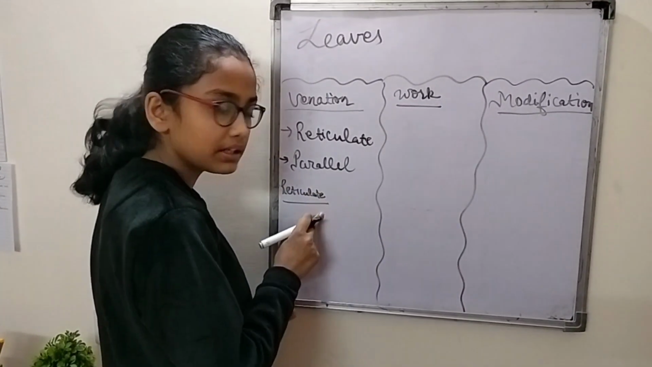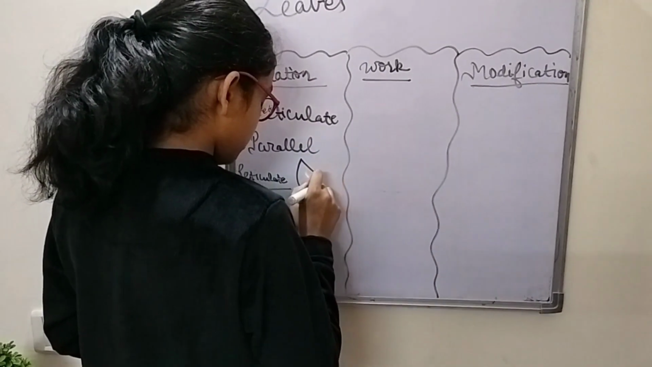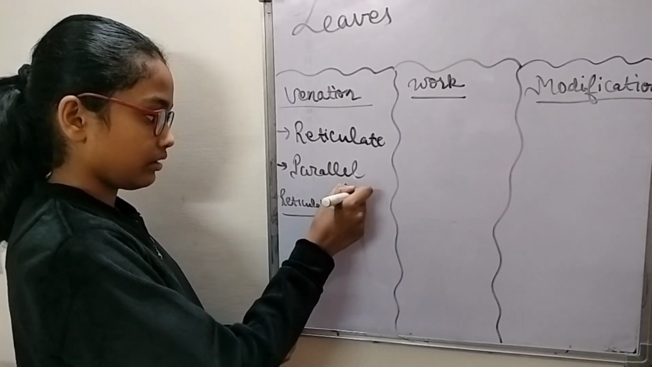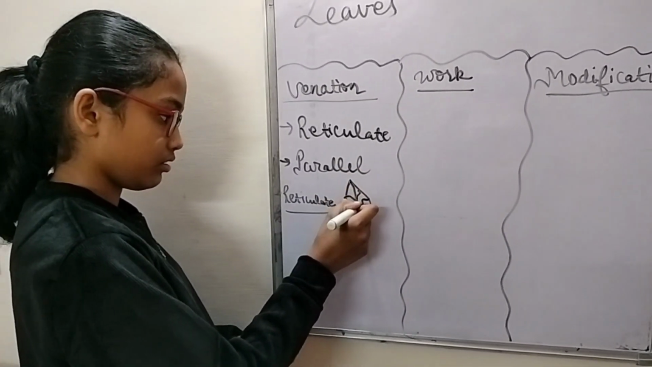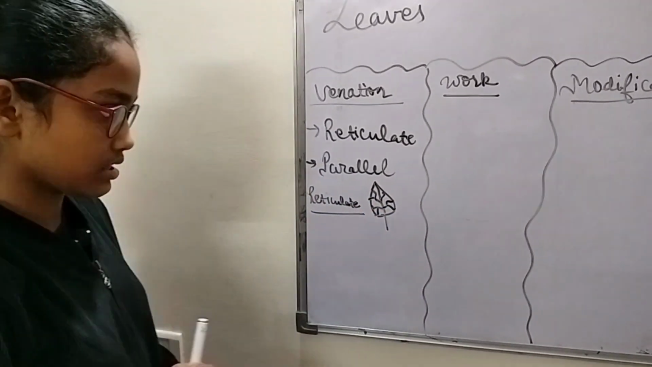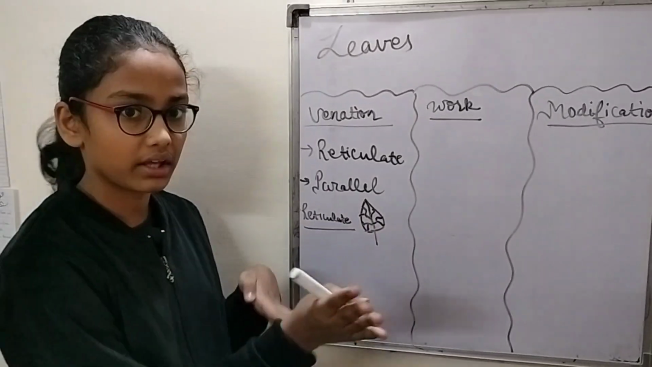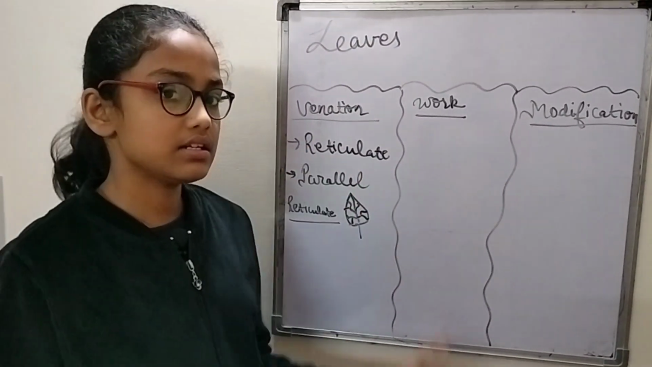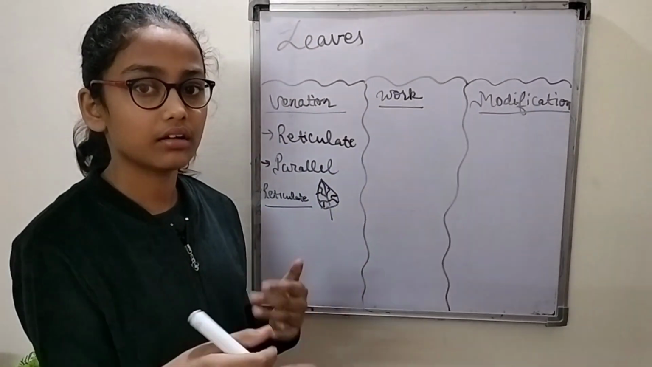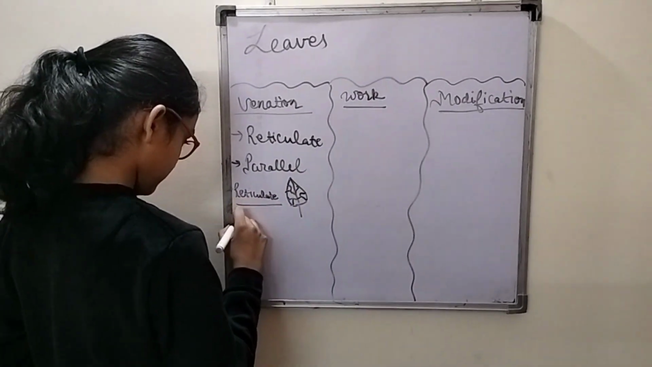I hope it is visible. This is a leaf. So it has midrib. These are the veins. The veins originate from the midrib and go in different directions. They don't have a fixed direction. They are going in random directions. Okay. So now what is parallel venation?